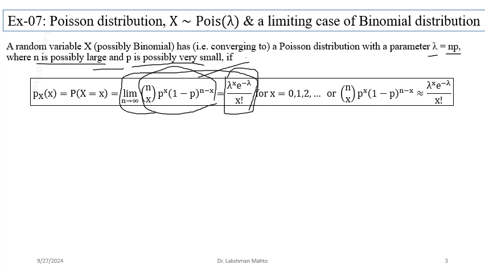Are you getting the meaning of this or not? Poisson distribution is the limiting case of the binomial distribution when n is approaching infinity, and hence p will approach 0. That is, p is very small. Okay, so here I have already seen given another approximation. You might have already seen this approximation as well.